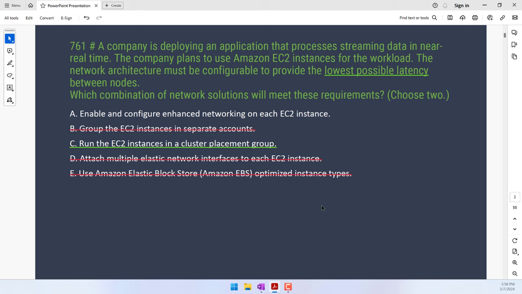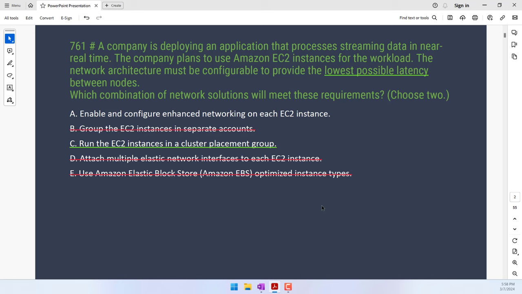Use EC2 instances for the compute layer. Whenever there's a least amount of infrastructure, immediately eliminate anything that says EC2, because it is not fully managed or serverless. So eliminate that, anything that says EC2.